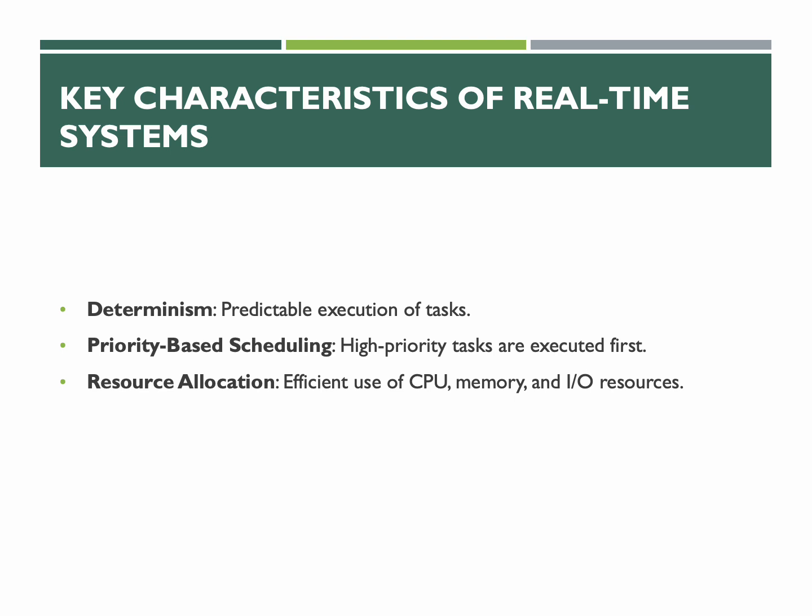Second is priority-based scheduling. Real-time systems utilize priority-based scheduling where high priority tasks are executed before lower priority ones. This ensures that critical tasks, such as responding to a safety hazard in an industrial plant, are handled first. So effective prioritization is essential to meet deadlines and manage time-sensitive operations.